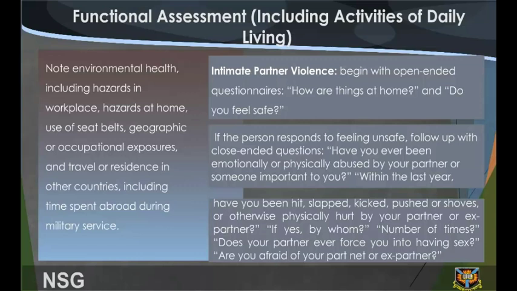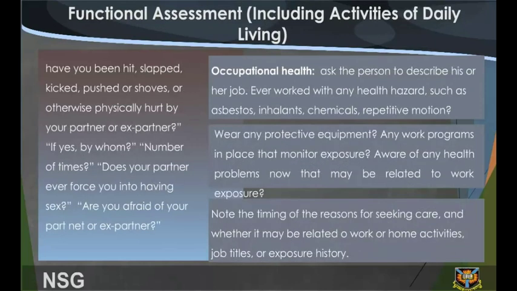Have you ever been emotionally or physically abused by your partner or someone important to you within the last year? Have you been hit, slapped, kicked, pushed or shoved, or otherwise physically hurt by your partner or ex-partner? If yes, by whom? Number of times. Does your partner ever force you into having sex? Are you afraid of your partner or ex-partner?